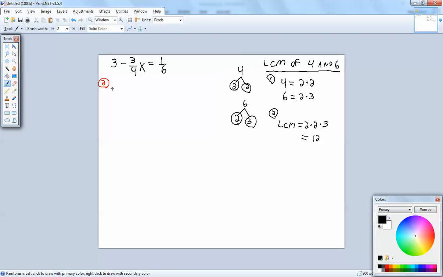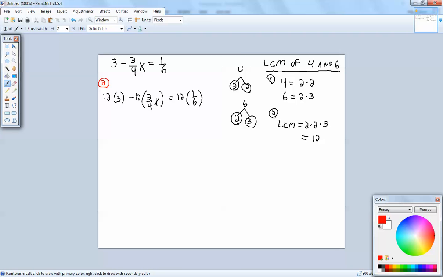Okay, step 2 says to multiply everything by the LCM of all your denominators. So we're going to multiply everything by 12. So take 12 times 3 minus 12 times 3/4 x equals 12 times 1/6. When I say multiply by everything, I'm talking about what's separated by pluses, minuses, and equals. That's why we multiply it times the 3, times this fraction, and times this fraction.